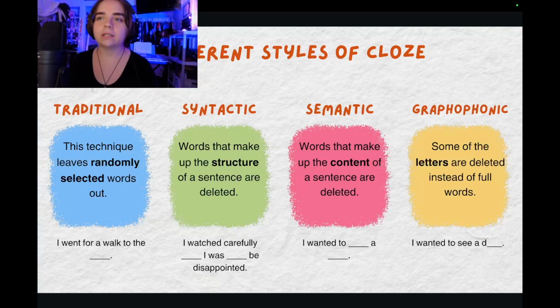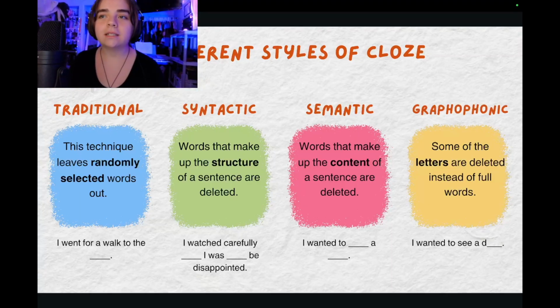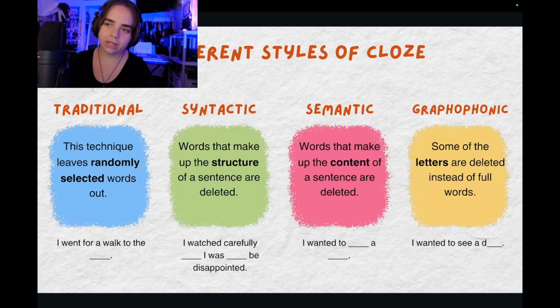And then there's graphophonic. So some of the letters are deleted instead of full words. This is usually used with younger kids. So there's a beginner aspect to it. So "I wanted to see a blank," you can really fill that in with anything. I wanted to see a duck. I wanted to see a deck, anything like that. So, yeah.